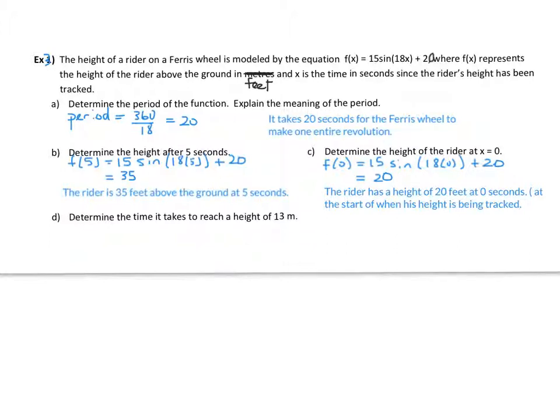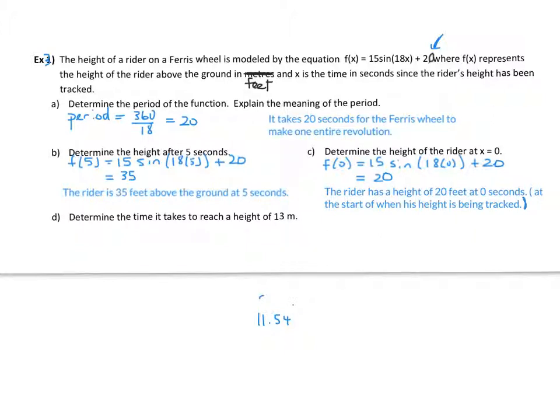This is in feet, not in meters, otherwise we're going awfully incredibly fast rotating speed on this, and this is a 20 here. The period ends up being 20 seconds. It takes 20 seconds for the Ferris wheel to make one entire revolution. When I sub x being a 5, that's replacing my time with the 5, and I get 35 feet above the ground at 5 seconds. And at x equals 0, that's time of 0. So at the start of when his height is being tracked, the rider has a height of 20 feet. So he's even with the axle of the wheel.